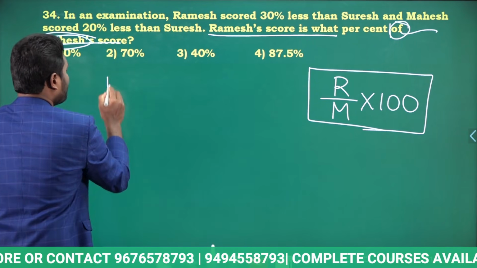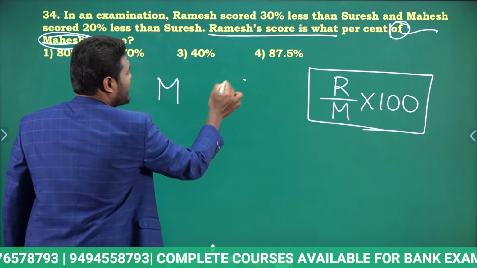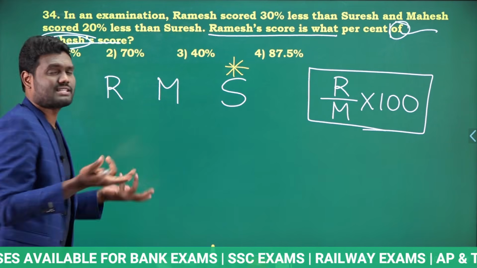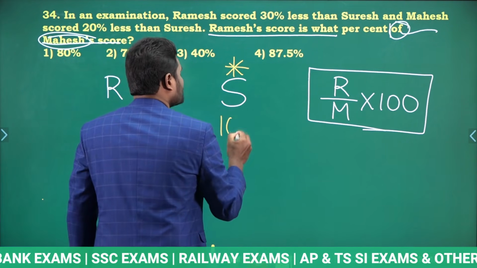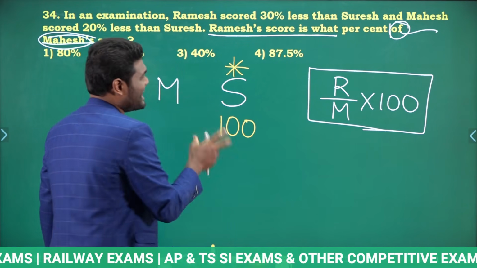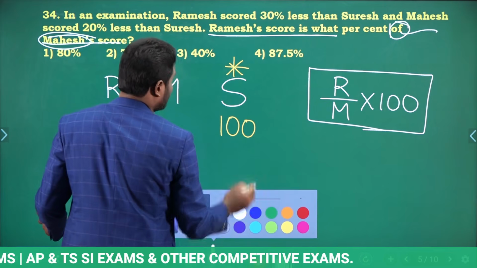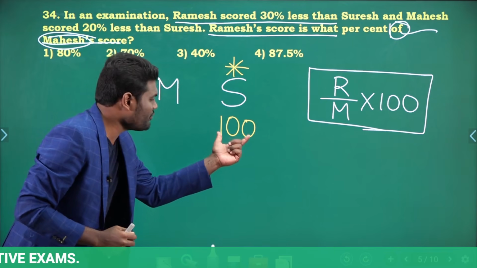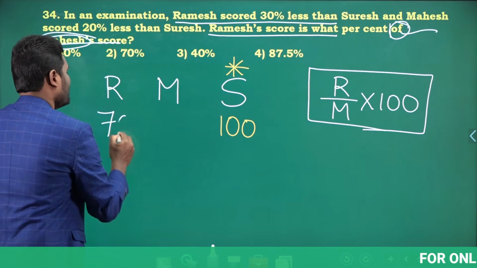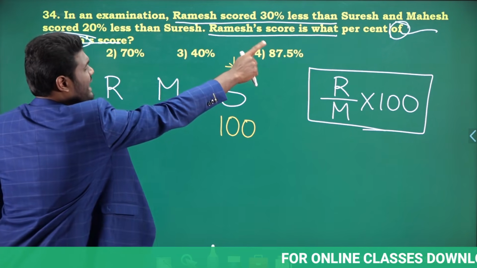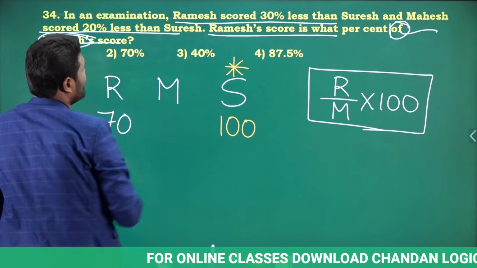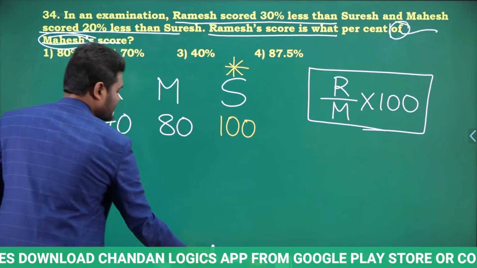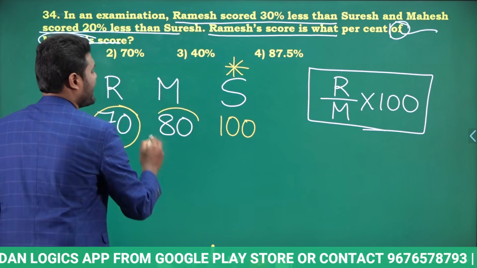Now if you look here, Ramesh's score and Mahesh's score are dependent upon Suresh's score. Yes or no? If you know Suresh's score, then you can say what Ramesh and Mahesh are. Now let us say Suresh's score is 100. Ramesh is 30% less than Suresh. So out of 100, 30% less means 70, which means Ramesh is going to be 70. And Mahesh is 20% less than Suresh. So out of 100, 20% less is nothing but 80, which means Ramesh is 70 and Mahesh is 80.